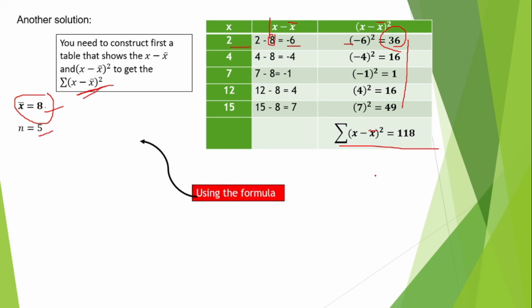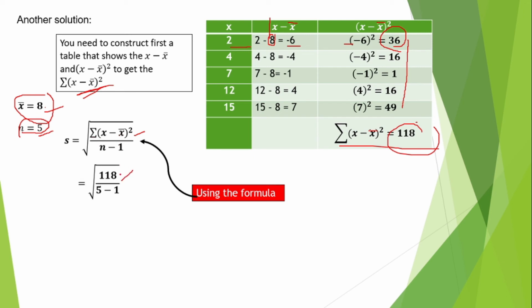So using the formula, we have s is equal to the square root of the summation of x minus mean squared over n minus 1. We have the given: the summation of x minus mean squared, which is 118, and n is 5. We just substitute that to this value. So we have 118, then n is equal to 5. Then we have 118 over 4, and that is 29.5.